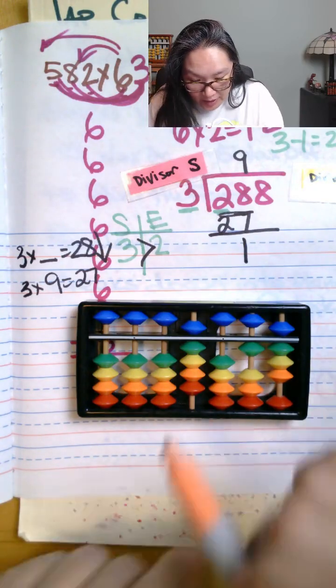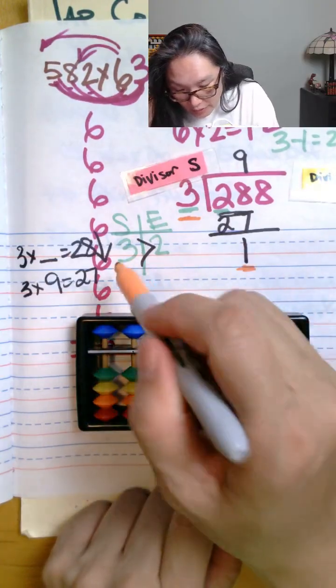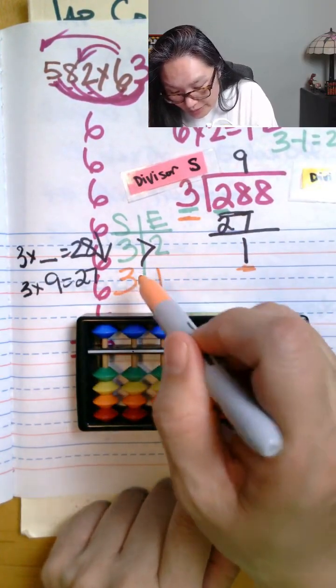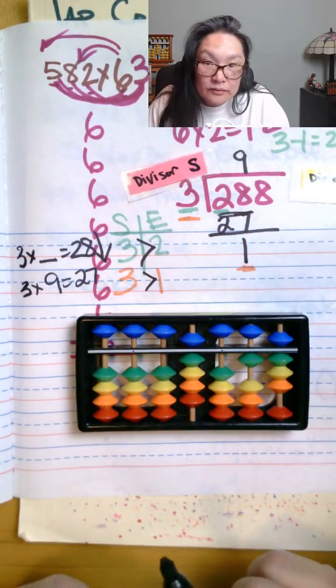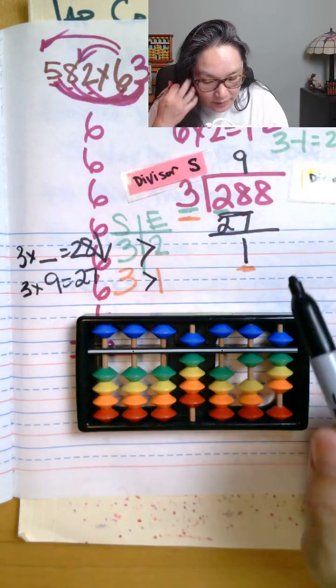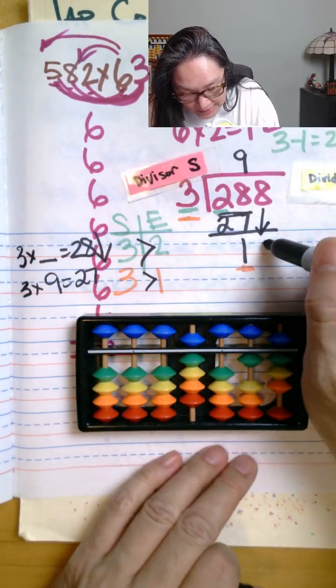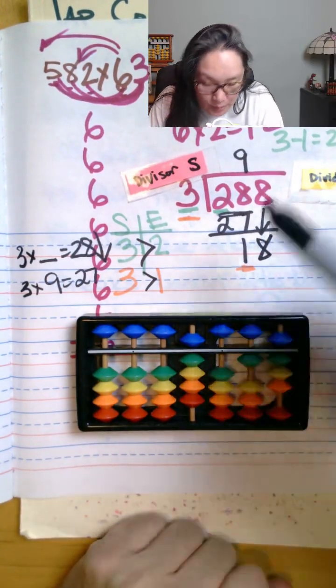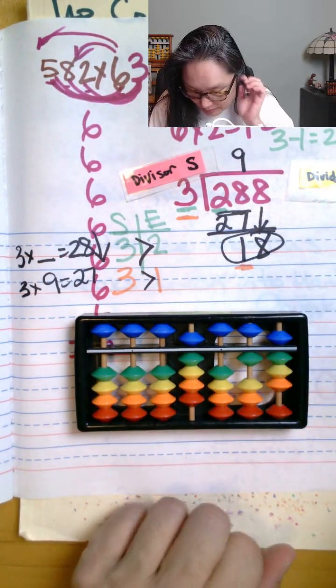So what do I do? I compare 3 to 1. Who is bigger? 3 or 1? My 3 is bigger. So what does that mean? That means I got to bring down this 8. So I get 18, because I'm using 2 digits now. My question has to have 2 digits.